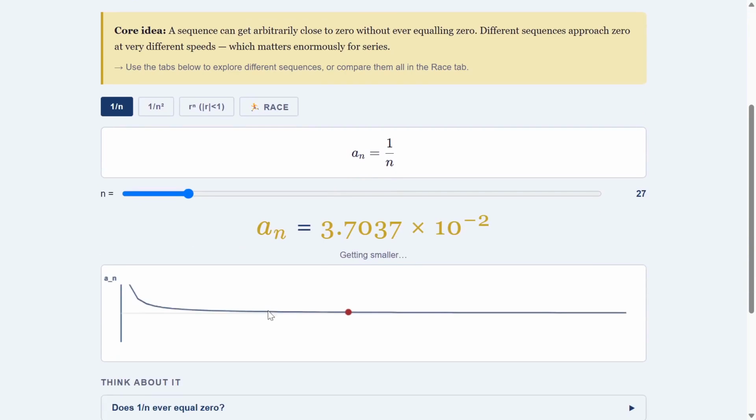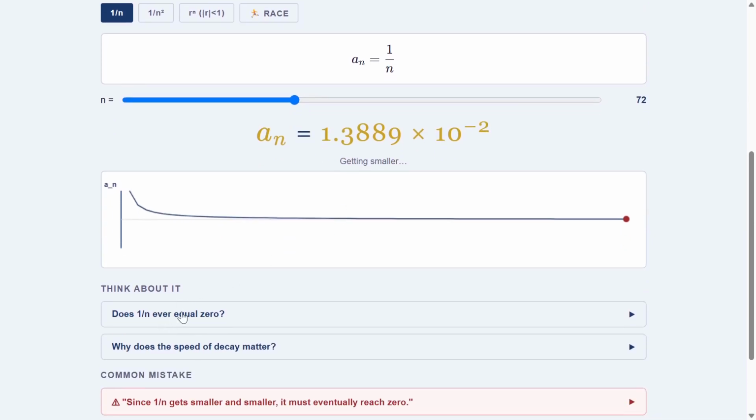Now, if we look at this animation here, n starts off as 2 in this case, and 1 over 2 is a half. Let's increase n. So we've got 1 over 6, and that's 1.66 times 10 to the minus 1, and we see the value is decreasing. Now look at the value of the red dot above the horizontal axis, and you'll see it's getting smaller, but getting closer and closer to the value 0. It's getting smaller. The question is, does 1 over n ever equal 0?